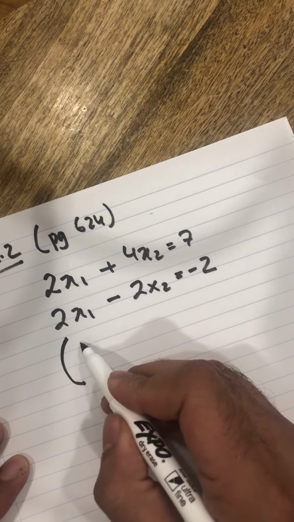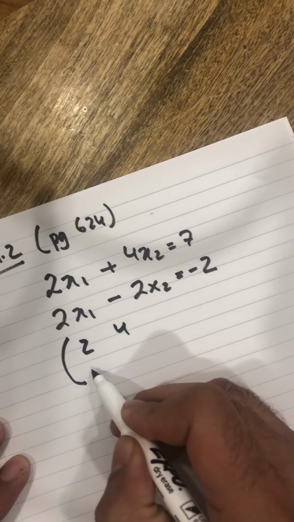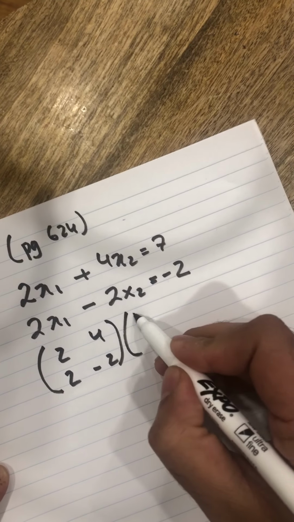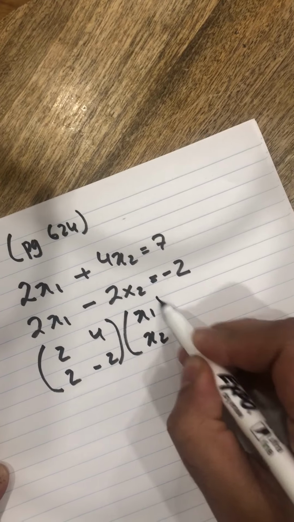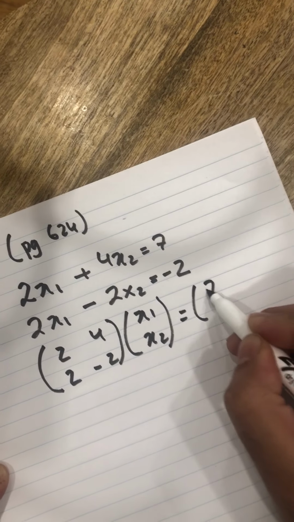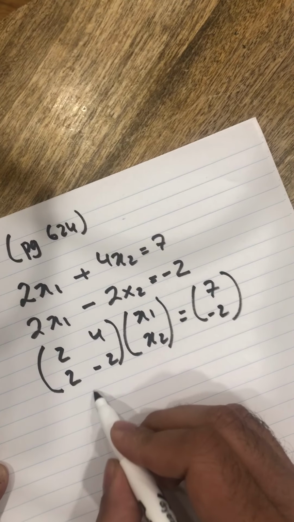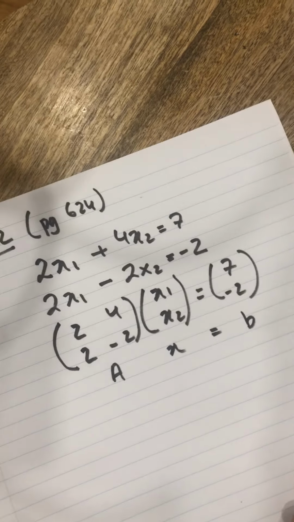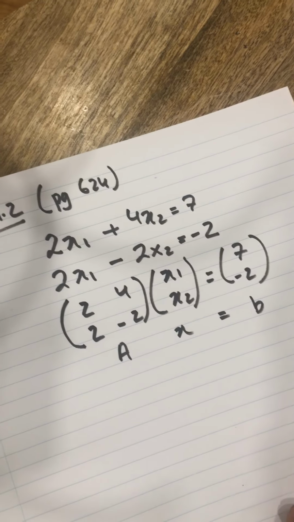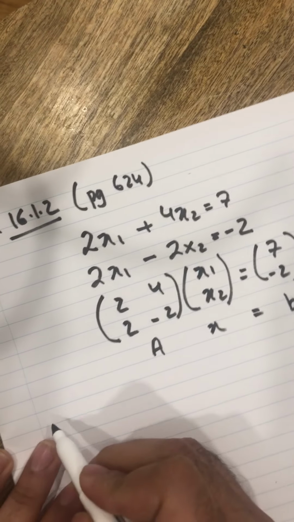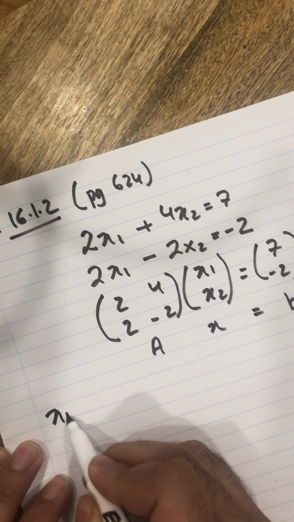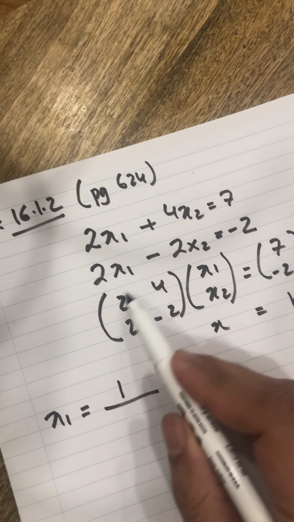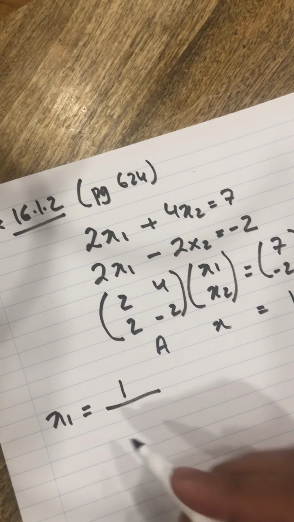Remember that we can write this in matrix form. You take all the coefficients, 2, 4, 2, minus 2, times x1, x2. This will equal 7, minus 2. So you have a matrix A, a matrix X, which equals, let's say, matrix B. Now how do I find x1 and x2? We're going to use Cramer's rule. Remember, x1 is 1 divided by the determinant of A.